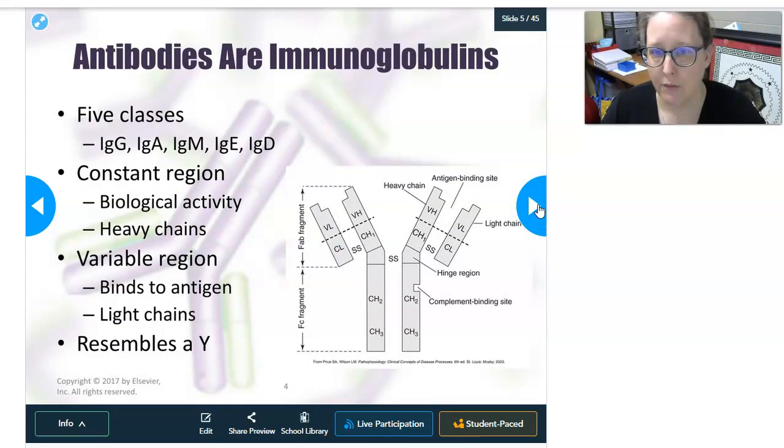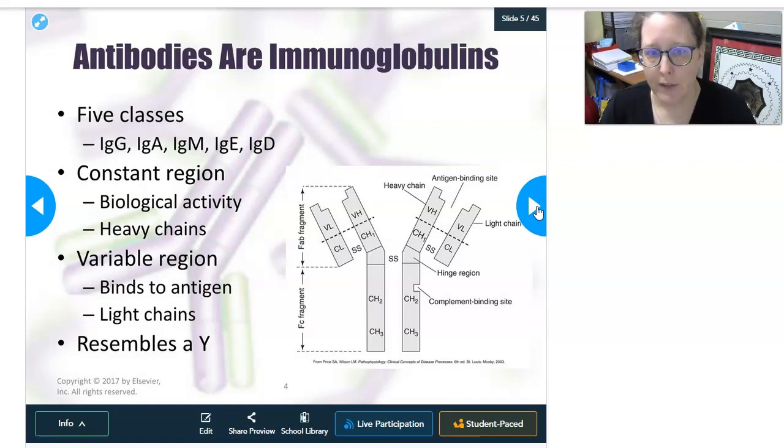Okay, there are 5 classes of immunoglobulins. So antibodies are immunoglobulins. Immunoglobulins are antibodies. We use both terms interchangeably. There are 5 classes: IgG, IgA, IgM, IgE, and IgD. They each look slightly different.